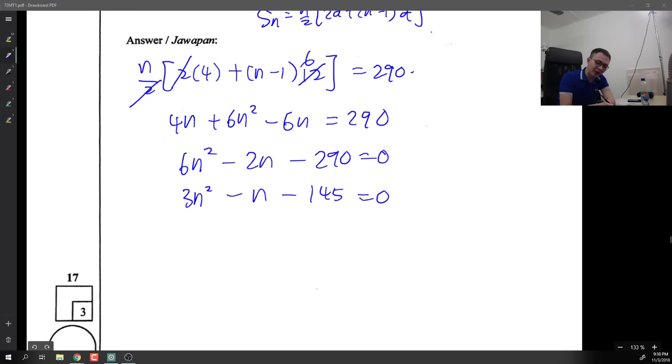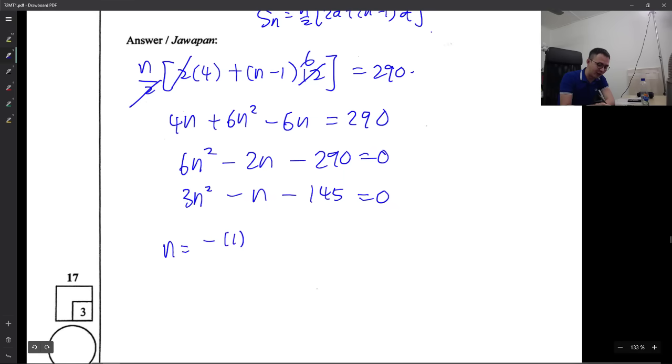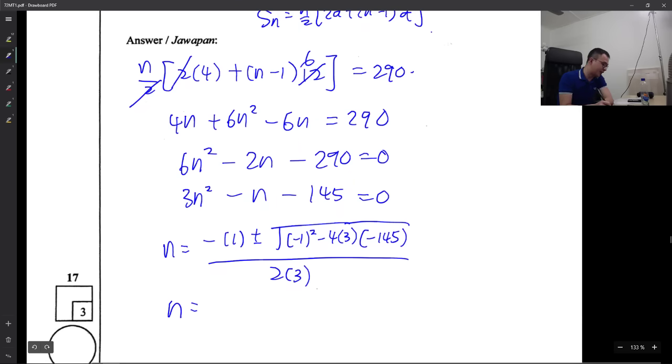I got that this one will have decimals, so I have to use the formula: negative b plus or minus the square root of b squared minus 4ac, divided by 2a. Of course I will use a calculator here, I'm not going to waste time. So a is 3, b is negative 1, c is negative 145. The other value of n is negative, so I ignore the negative. So I say the maximum will be 7 sets. Okay, I hope you can get the idea.